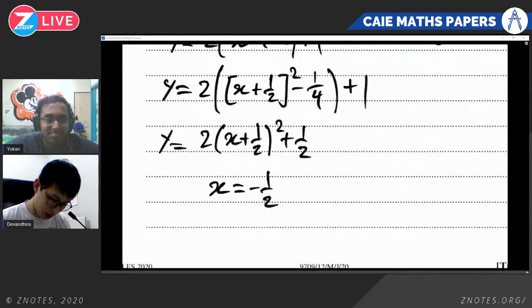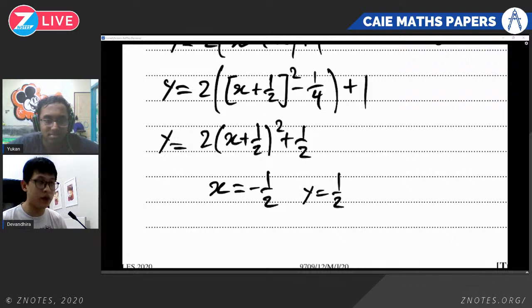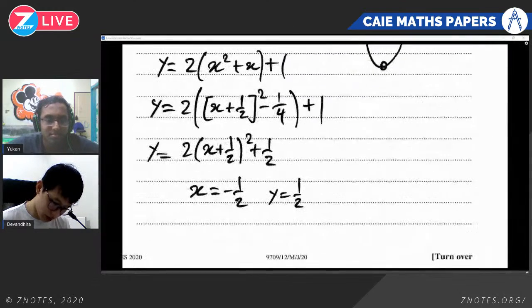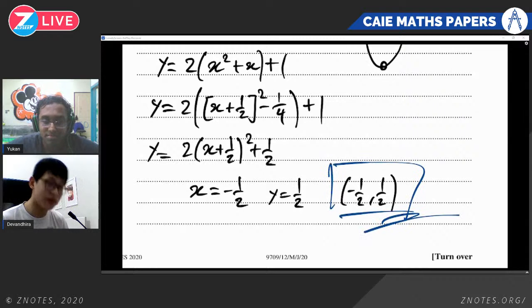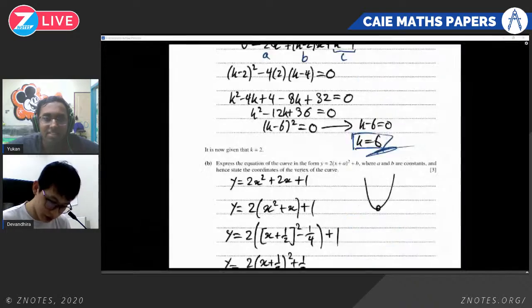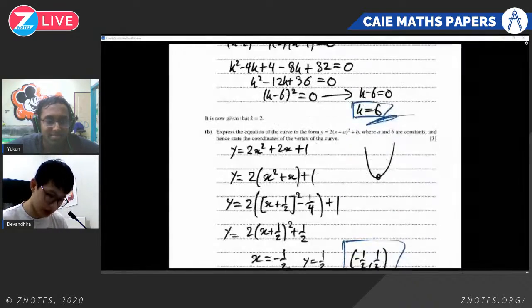And when x is negative half, y is just half. 1 over 2. Half. Therefore, the coordinates are just negative half, comma, 1 over 2. Agree? All right. Easy. That's 3 marks for the coordinate. Anything you want to add?